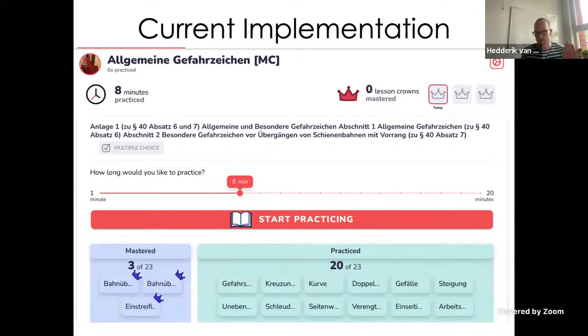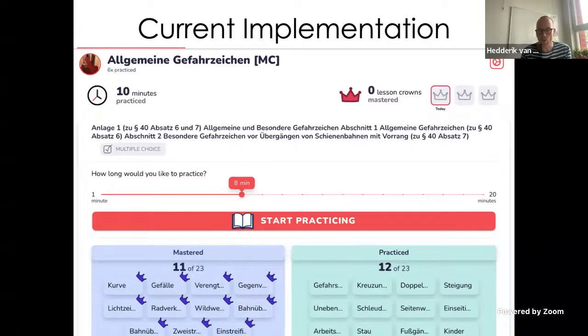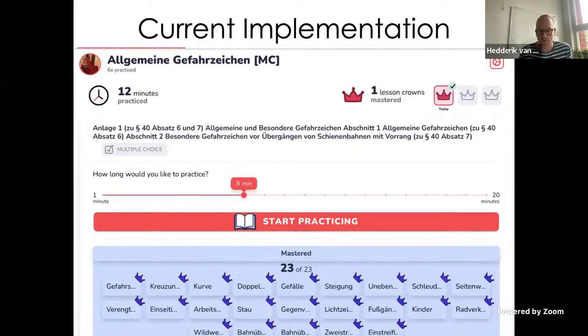If we then look at this student practicing a bit more, after 10 minutes, you can see that they have now mastered 11 items out of 23. And if they study for another 2 minutes, they have mastered all these items and obtained this mastery crown. Now, this is based on a theoretical idea of how it should work.